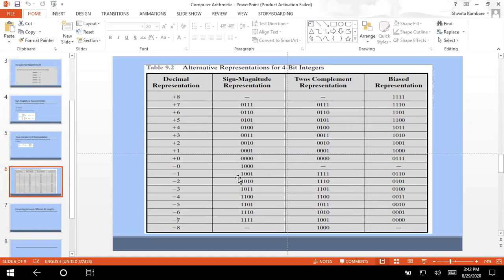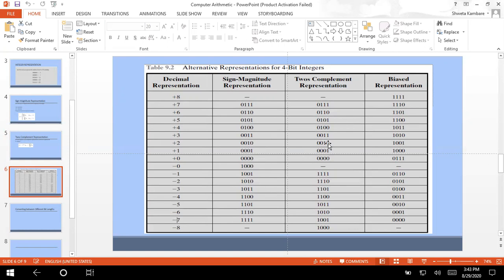Now you can see here only the MSB is set to 1 in case of sign magnitude representation. So this is your 1 and this is your minus 1, this is your 2, this is your minus 2. Only the MSB is made 1. No other calculations are there.